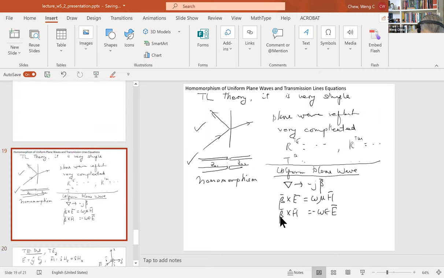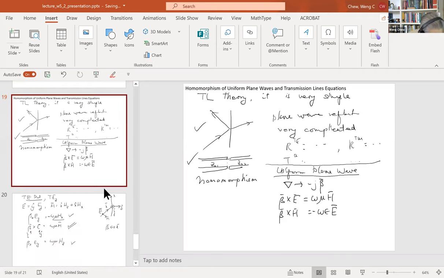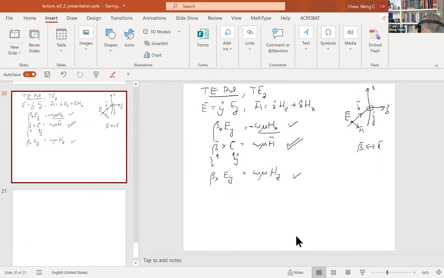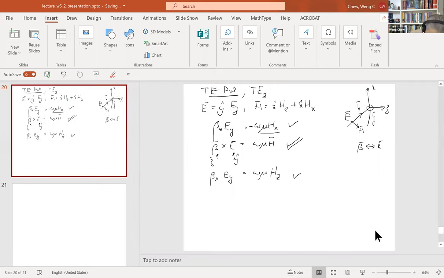Then I would look at the second equation that I have, which is this bottom equation here. Now, if I assume that my E on the right-hand side is pointing only in the y direction, let's see what I would have. I would have beta z Hx minus beta x Hz is equal to minus omega epsilon Ey.